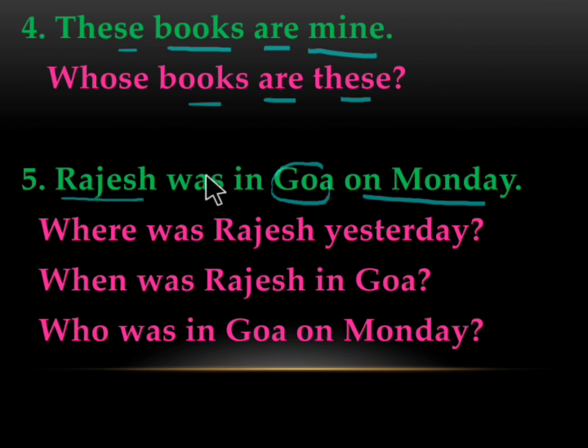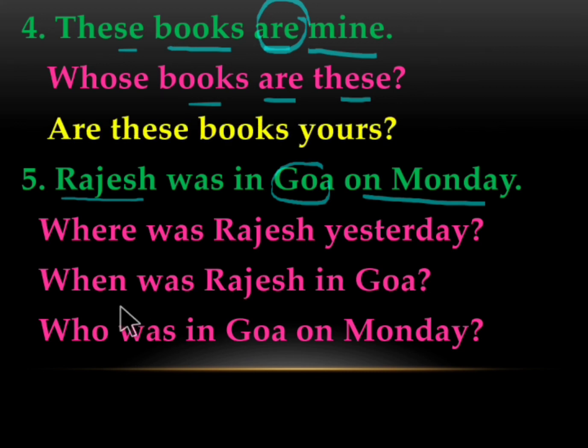Certainly we can frame. These books are mine. So "are" is the auxiliary verb. So begin the yes or no type of question with "are." And the question will be like, are these books yours? Yes, these books are mine. That will be the response.